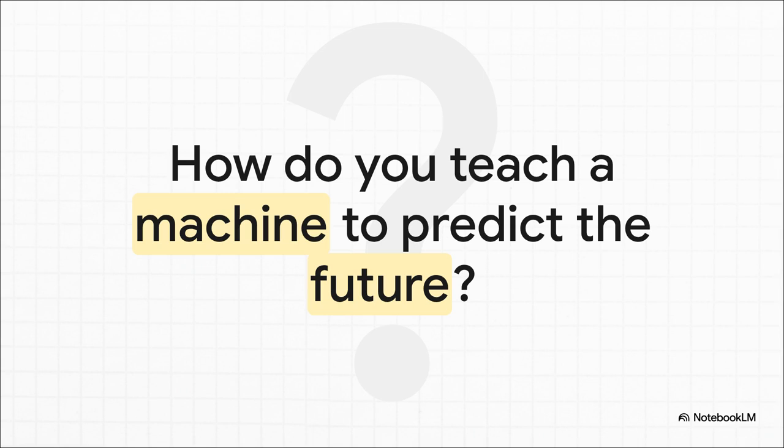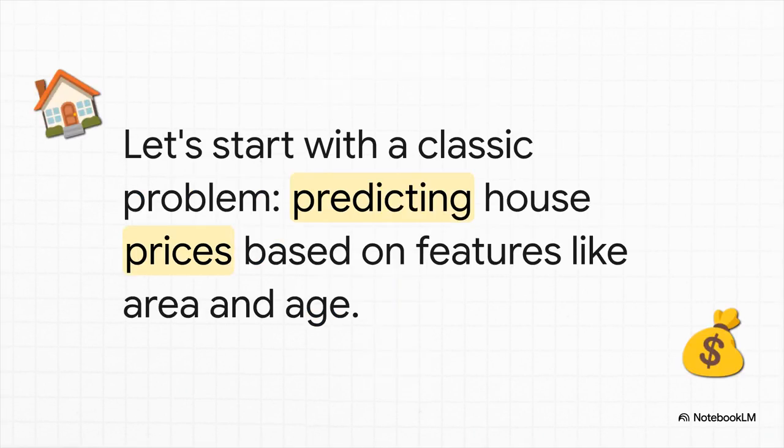So the big question is, where do you even begin? How do you get a machine to make a smart guess about something it has absolutely no prior experience with? Well, we start with something really tangible, a problem you see everywhere when you're starting out in machine learning, predicting house prices. The whole idea is, if we know a couple of things about a house, like its size, can we make a really good guess about its final price tag?